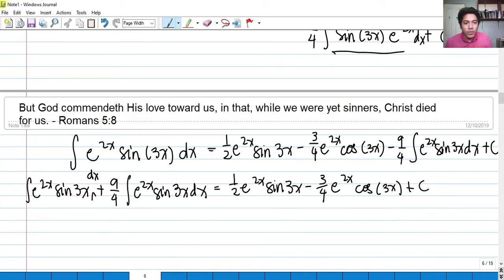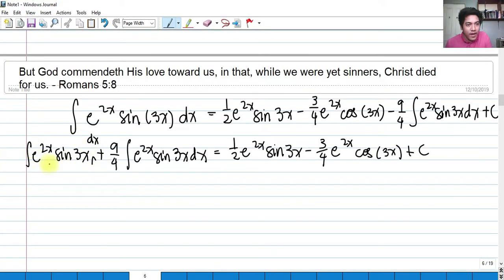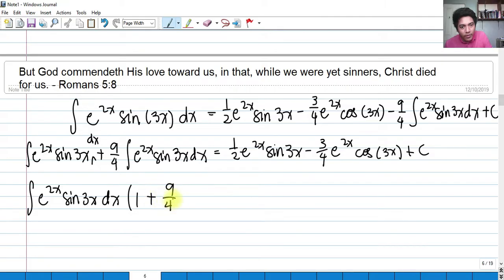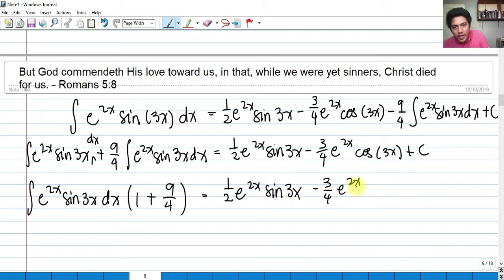So what will happen if I factor out the integral? The integral of e raised to 2x sine of 3x dx multiplied by, if I factor this out because it's common, 1 plus 9 over 4, equals 1/2 e raised to 2x sine of 3x minus 3 over 4 e raised to 2x cosine of 3x plus c.